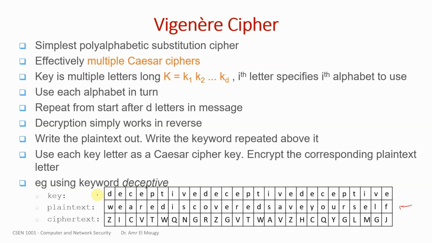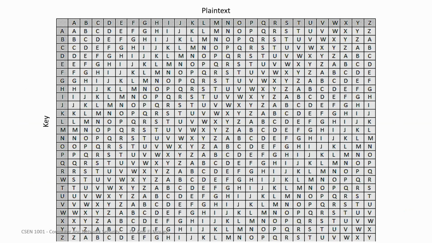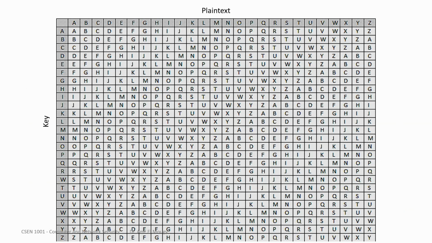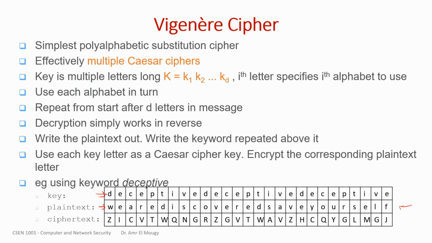So how do you encrypt? Let's say you want to encrypt the letter W using the key letter D. To do that, you go to the Vigenère table, or the Vigenère tableau. The key tells us the row, the plaintext letter tells us the column. So the key is D, the letter is W, and the intersection of the row corresponding to D and the column corresponding to W is Z. So the encryption of W using D is Z, as you see here.